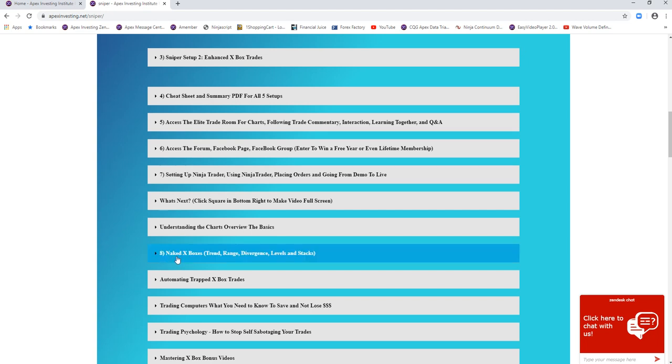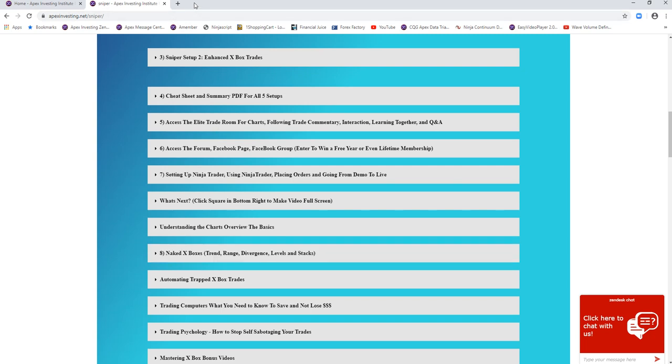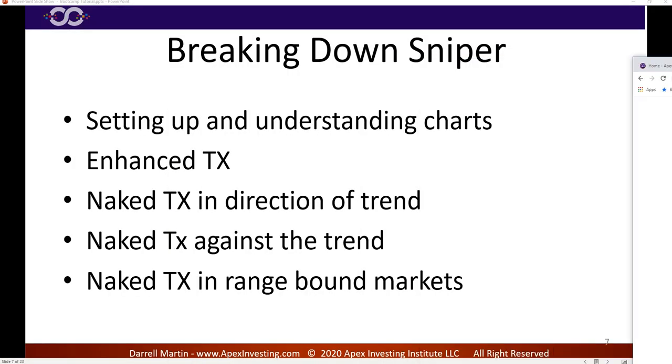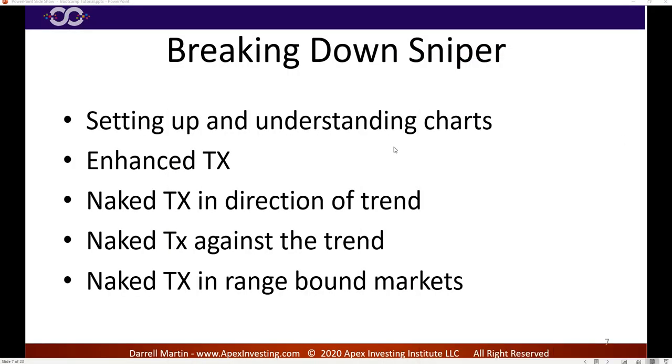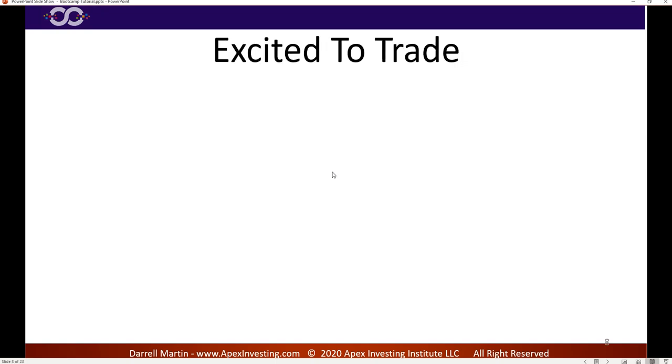The enhanced TX: trading it with a trend, trading it against the trend with divergence, and trading it in a range. That part is easy. Spotting the TX trade itself is easy. It's all about understanding what's around you.